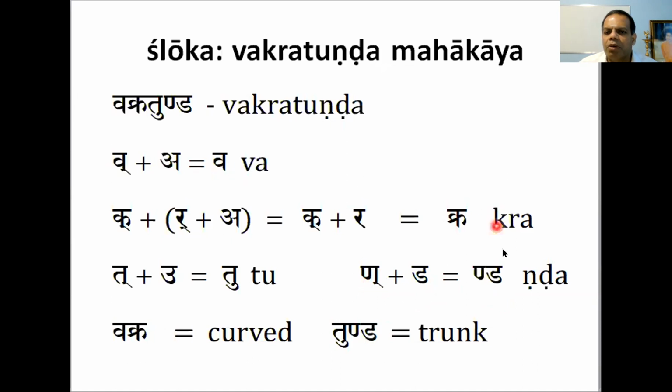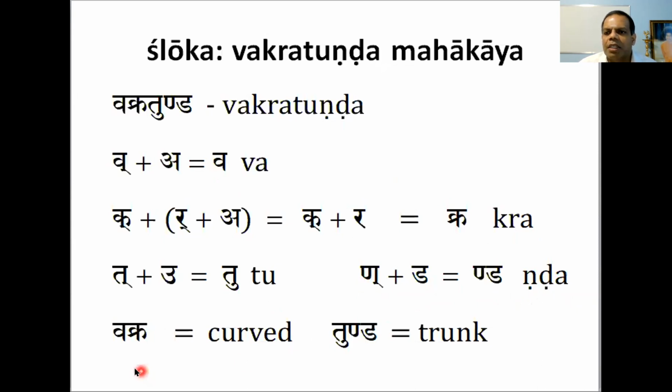So we have covered all the four letters, I would say. 1, 2, 3, 4. Vakra, Tunda. Okay. Nda is one letter. Okay, it's a compound consonant. So is Kra.